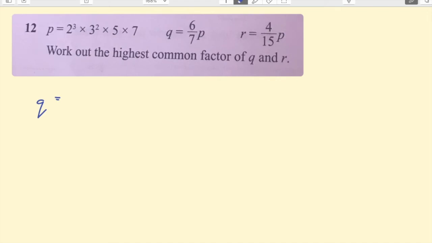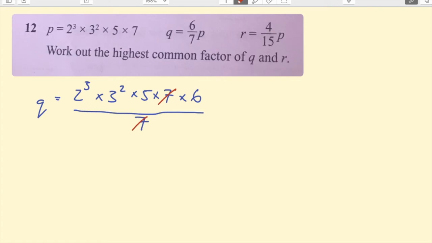So firstly, writing out P, 2 cubed times 3 squared times 5 times 7. And then I'm just going to write this slightly differently. So I'm going to multiply all of that by 6 and then divide all of it by 7. Are you comfortable with that? Yeah. That's exactly the same as this equation. I've just rearranged it slightly. So now, just like a normal fraction, I can cancel the common factors between the top and bottom sides. So I can cancel those 7s. And I'm going to change this 6 into 2 times 3.